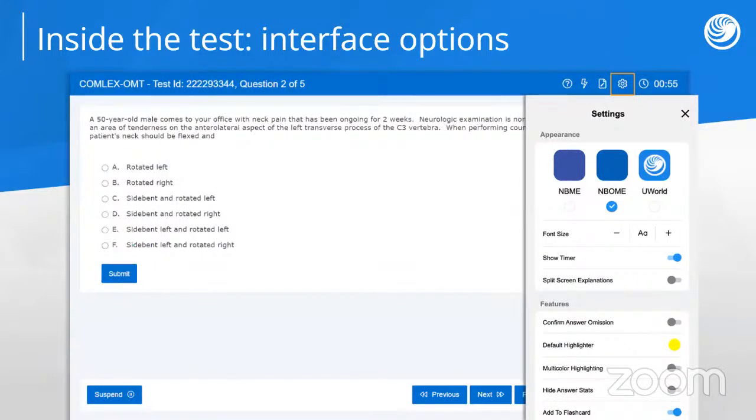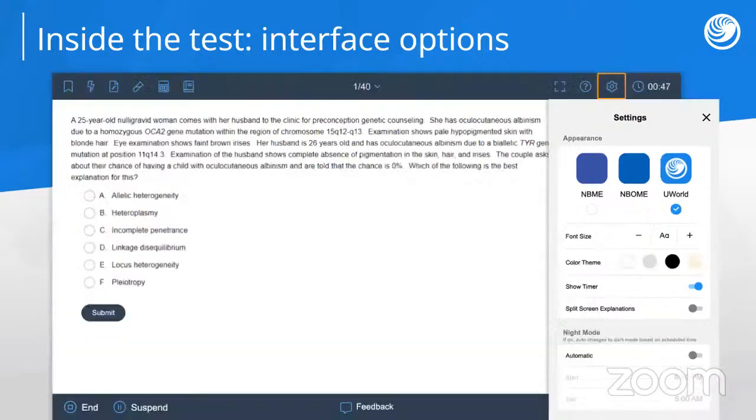So you'll notice that the font matches the NBOME style, the style of question, where all of the flashcards and notes and settings and timer are, all matches the NBOME. And last but not least, you could choose the UWorld interface, which just removes all of those other functions and allows you really just to focus on the subject of the question and the answers.